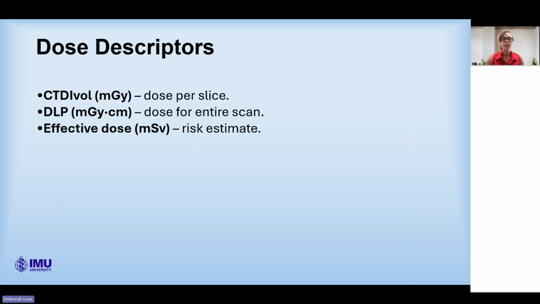And then other annotations that you may see are dose per slice, dose for the entire scan, and then your effective dose, which is the risk estimate. So you'll see these in different contexts, but that's what it means. So dose per slice, dose per entire scan versus your risk estimate.